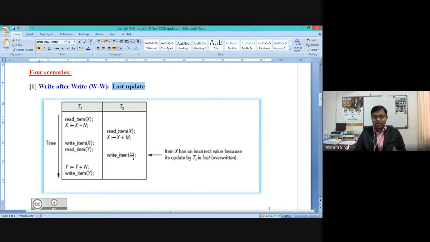So we have lost the updates made by T1 just because we are performing a write operation on T2 after the write operation of T1. This is a typical case of write after write. This is something serious.